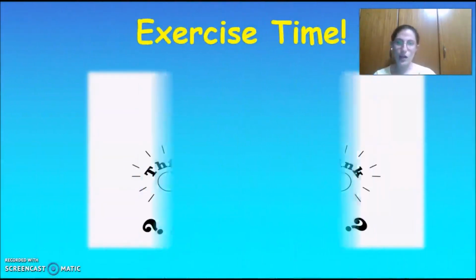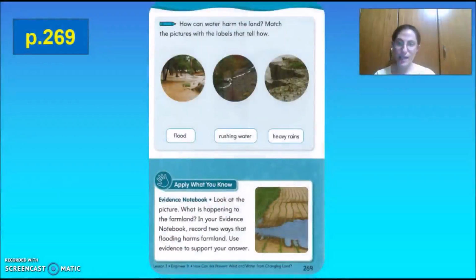Exercise time. Let's wear our thinking caps on. Are we ready? Page 269. How can water harm the land? Match the pictures with the labels that tell how. We have 3 pictures. Beneath them we have flood, rushing water, heavy rains. So, which one is the flood? Which harmful change is caused by the flood? Excellent, the first picture.